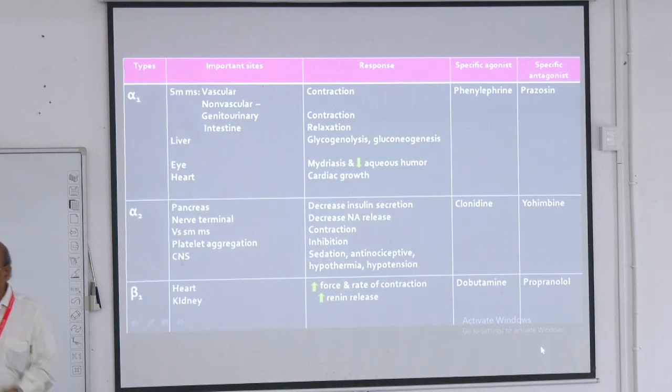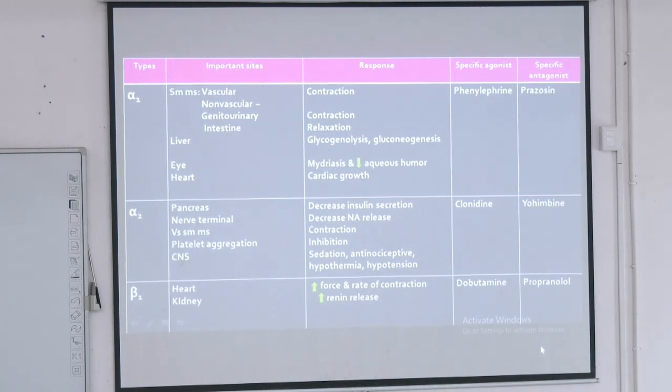And with the help of this alpha 1 receptor in the blood vessel, there will be contraction. So, there will be diminished formation of aqueous humor. So, it is an ideal drug for mydriasis in case of children and in case of adult who is having glaucoma or raised intraocular tension.